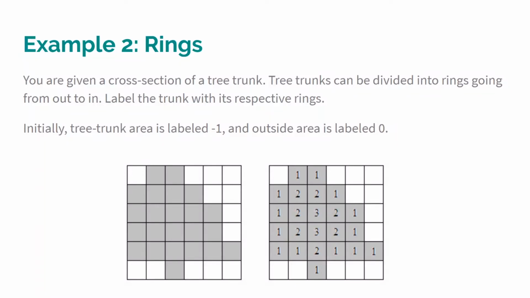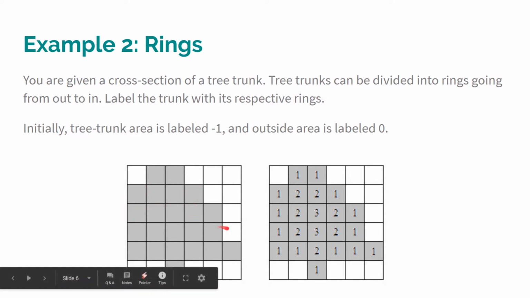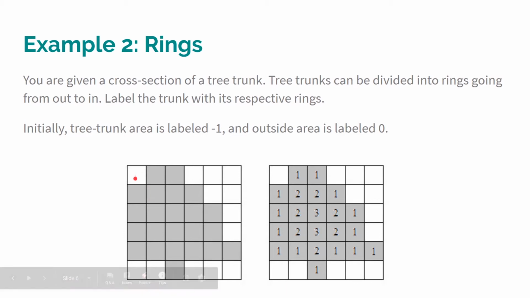Our second example is going to be another typical application of a BFS, just to get you familiar with the concept. So here, it's rings. You are given a cross-section of a tree trunk. Tree trunks can be divided into rings going from out to in, and we label the trunk with its respective rings. Initially the tree trunk area is labeled -1 and the outside area is labeled 0. So you might get a 2D array that looks something like this, right? So we have a tree trunk in this area right here, the gray spots, and then outside the tree trunk are the white cells.